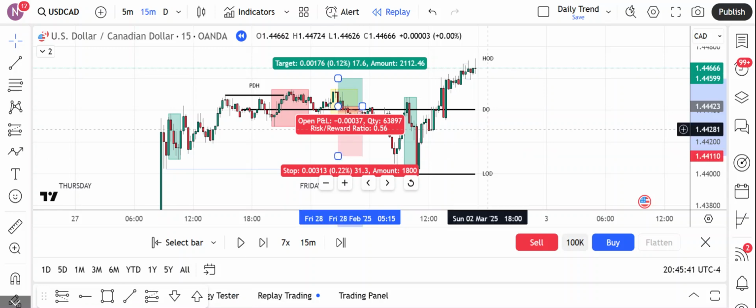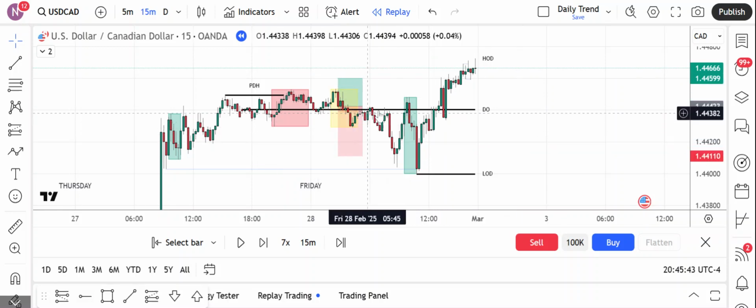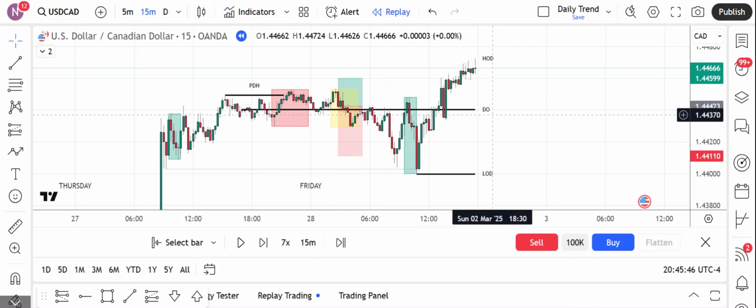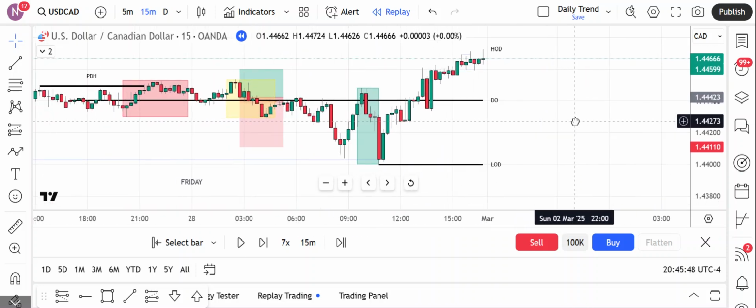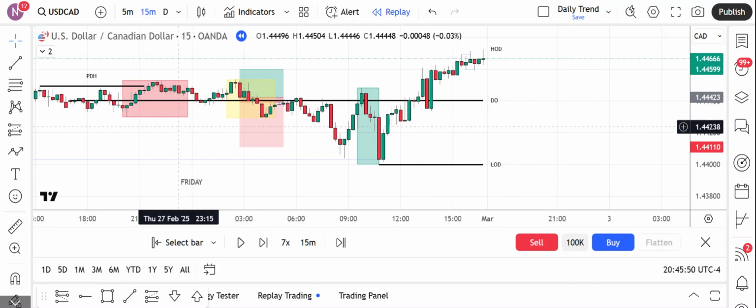That's fine. But if you go for more, obviously it did not work out, because this right here, typically it's a counter trend trade. So you just have to be careful with that.